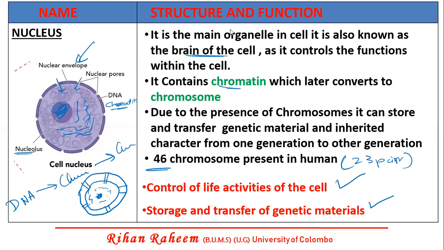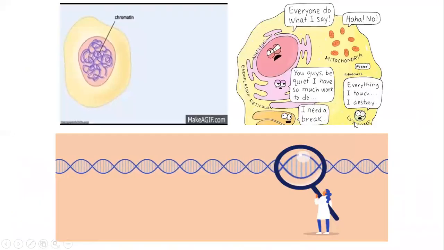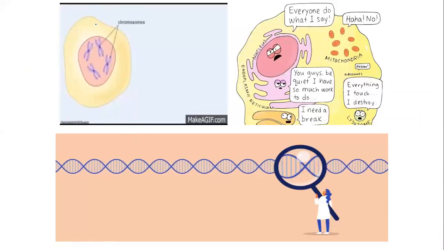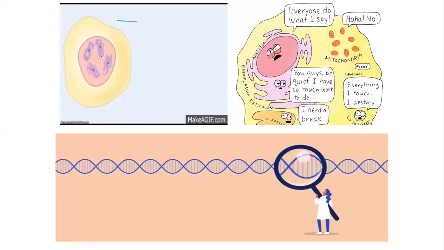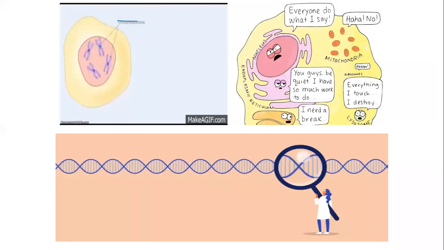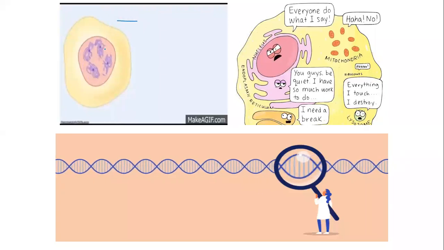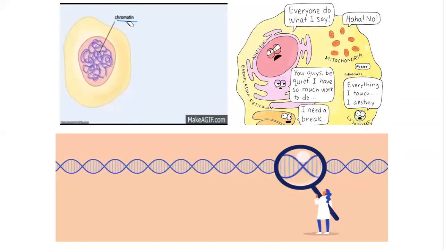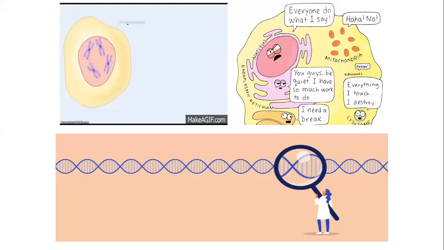Chromosomes are only coming from your mother and father, generation to generation. That is only being passed. Okay, so that is the chromosome. So if you look at the cell here, you can see chromatin. Later it will become chromosome. This is chromatin, then chromosome. So whenever needed, chromatin will become chromosome.